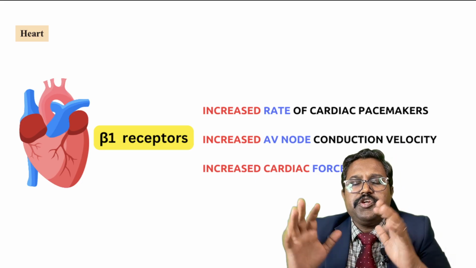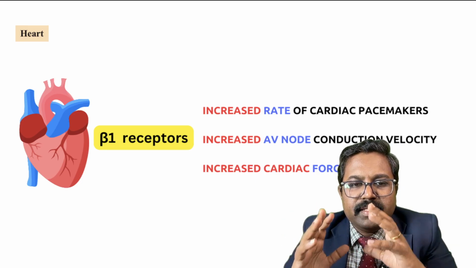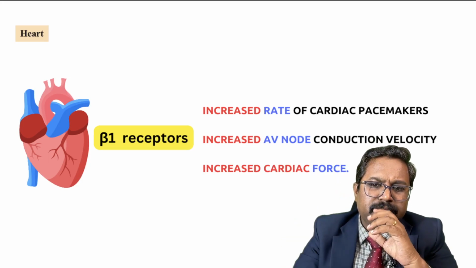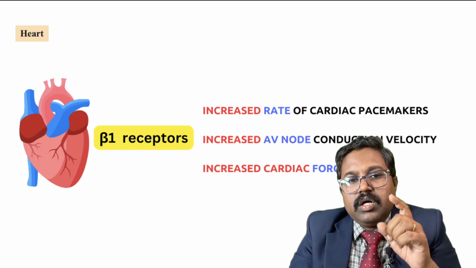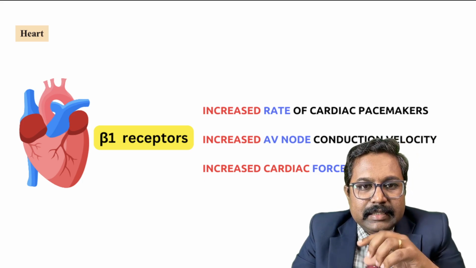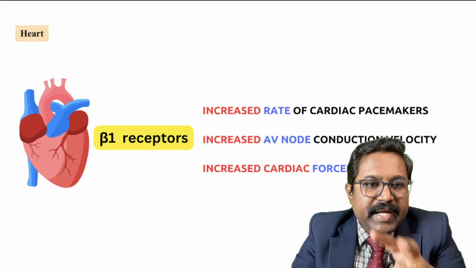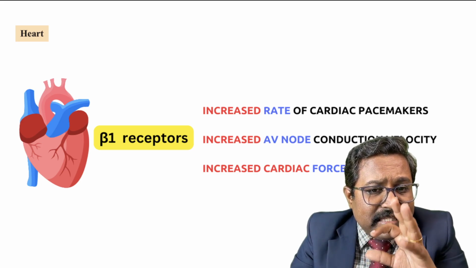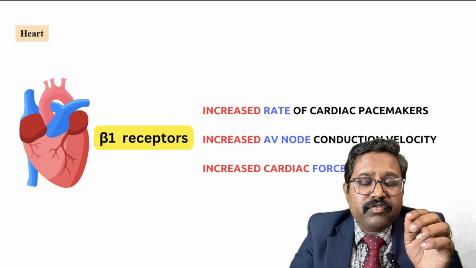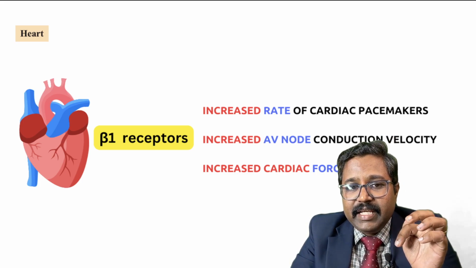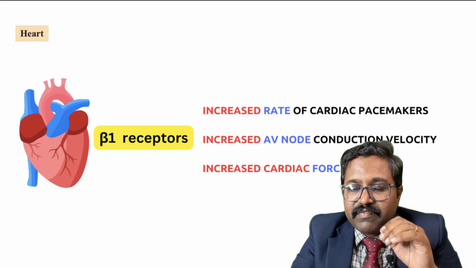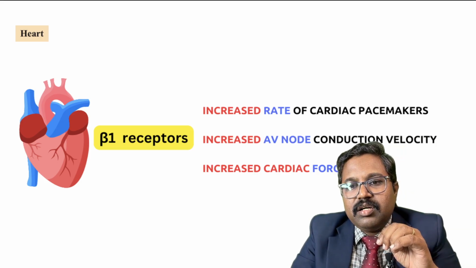You should understand one thing about the heart with respect to the autonomic nervous system. Whenever any catecholamine acts on the heart, it predominantly activates the beta 1 receptors. So what are the three functions of beta 1 receptor activation in the heart? There will be increased rate of cardiac pacemaker activity, increased AV nodal conduction velocity, and increased cardiac force of contraction.